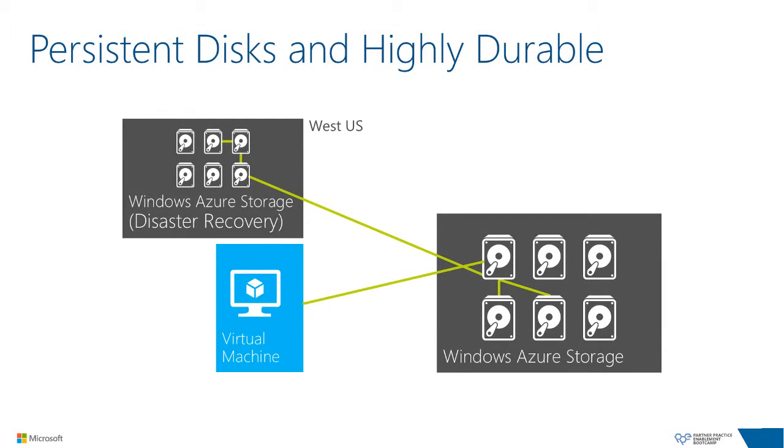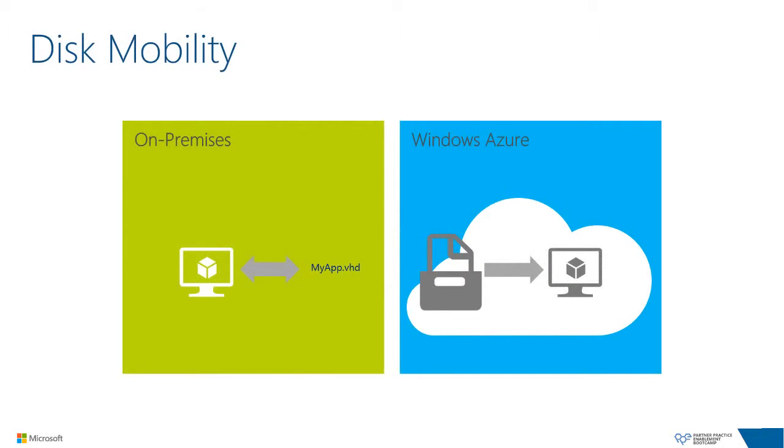As part of the platform, Windows Azure will automatically detect this and move your virtual machine to a new physical server as part of a health check. Disk mobility. Windows Azure also provides the tooling to easily allow Hyper-V-based disks to be moved between on-premises and the cloud. It also provides the ability to move VHDs uploaded or created in Windows Azure back to your on-premises environment.